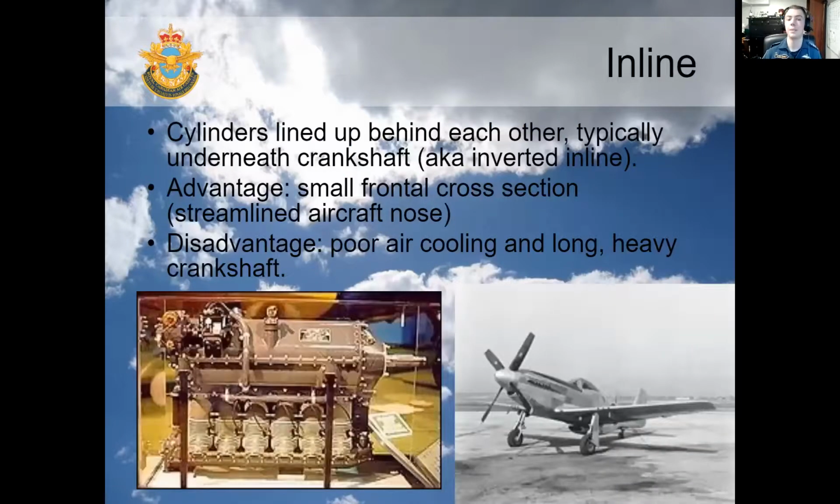Inline. So this is what happens where you've got your cylinders all lined up one after another underneath the crankshaft, or above. So above would be inline, beneath is inverted inline. They result in small aircraft cross sections, so in the nose, but they have very poor cooling because all of these cylinders are compressed together. So you need to get a lot of air into there in order to cool all of the cylinders adequately.